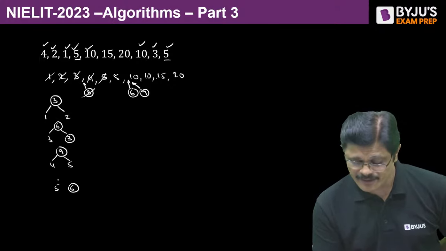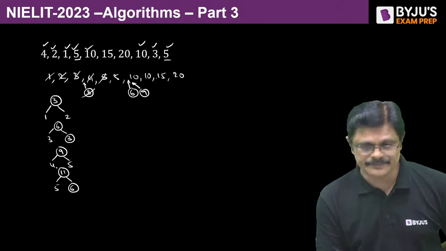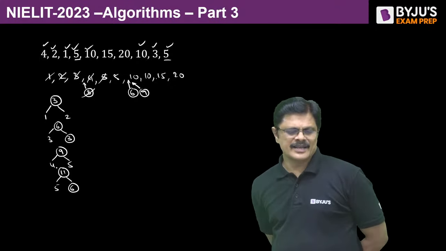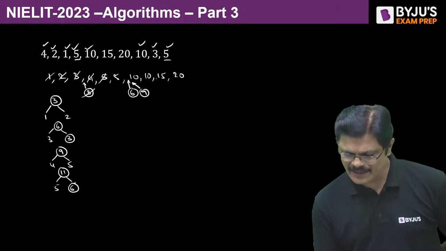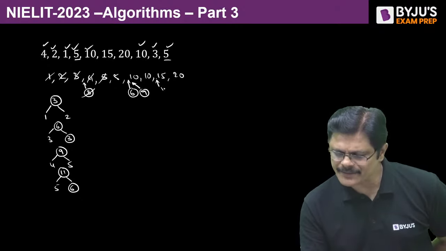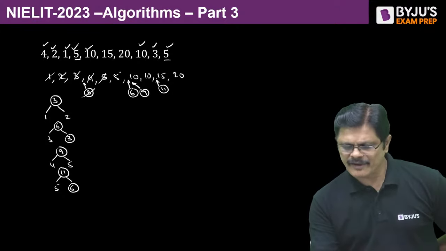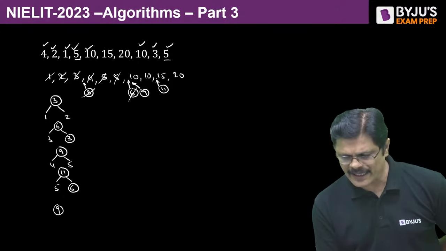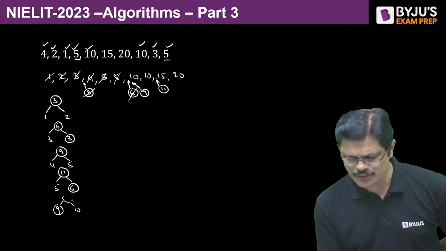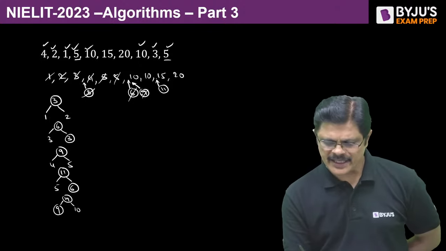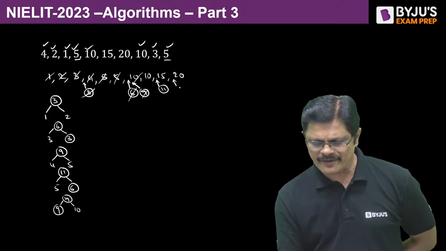6 is a created one. 5 plus 6 is 11. Then 11 should go where? After 10. So 5, 6 are gone, and 9 is there. 9 and 10 are merged to form 19. So this 9 and 10 are gone. 19 will go after 15.